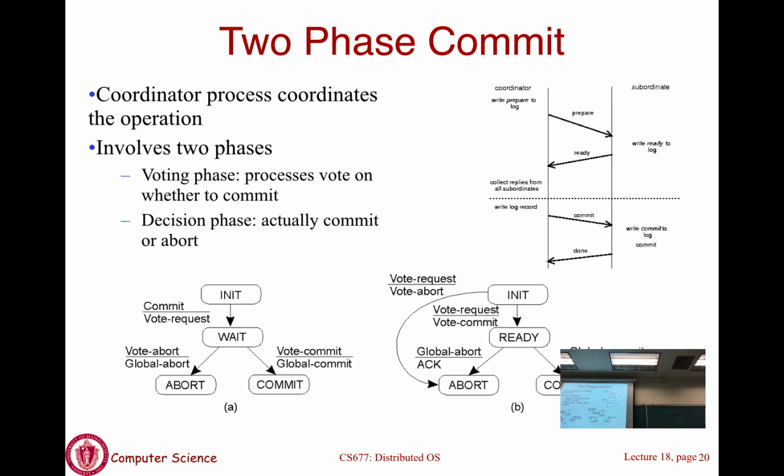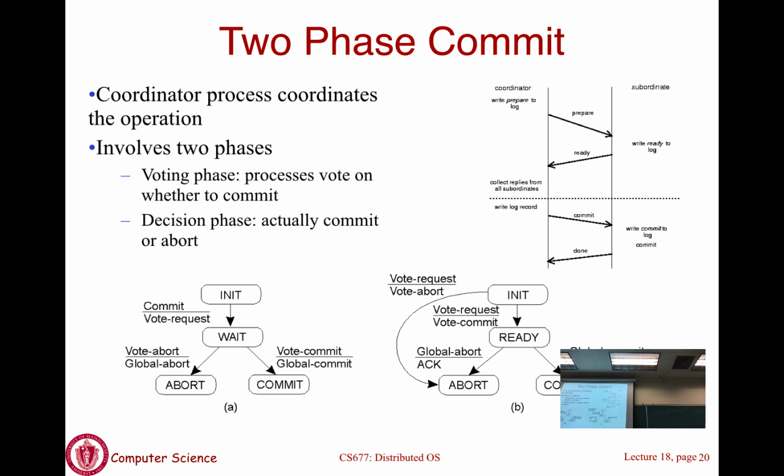If everyone has said commit, then the coordinator is going to send another message to all the nodes saying time to commit. Okay, that was the result of the vote. If any node said abort, then you are going to tell everyone to abort. Okay, that's basically what two-phase commit is.